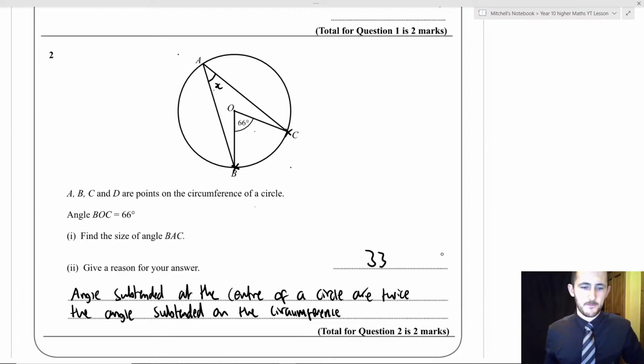So that's the only time you have to write the full rule: if it literally says give a reason for your answer, or if it says give a reason for each step, then you have to write the whole thing. Any questions about that, or is that all okay?